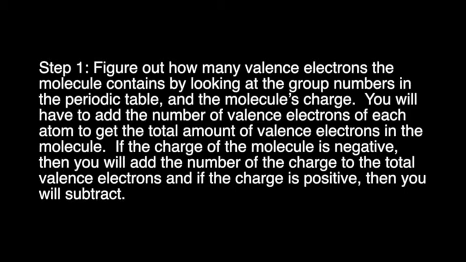So now that we have the octet rule and its exceptions, we can start learning how to draw Lewis dot structures. Step 1. Figure out how many valence electrons the molecule contains by looking at the group numbers in the periodic table and the molecule's charge. You will have to add the number of valence electrons of each atom to get the total amount of valence electrons in the molecule. If the charge of the molecule is negative, then you will add the number of the charge to the total valence electrons, and if the charge is positive, then you will subtract.